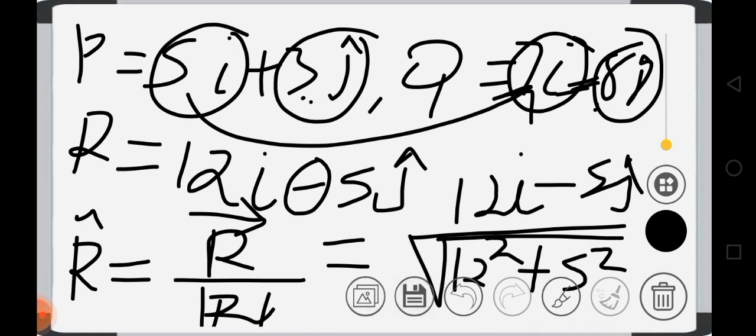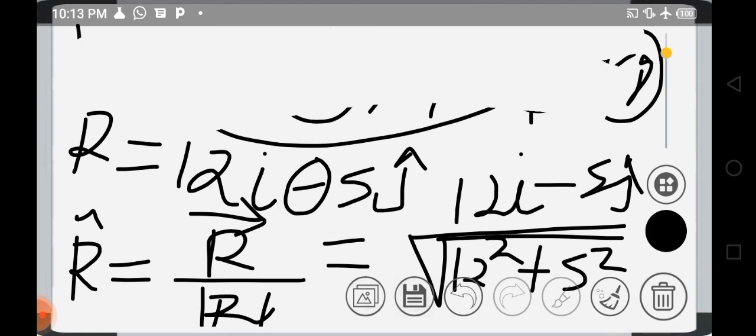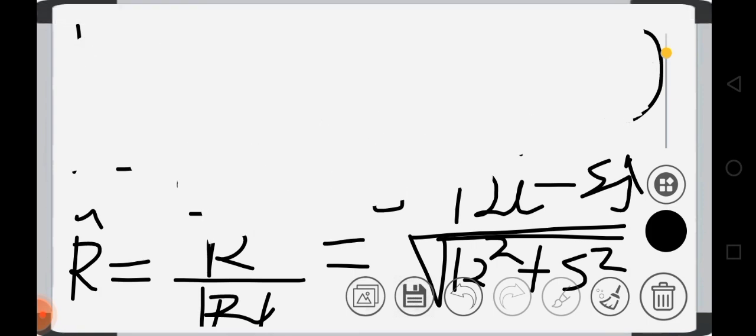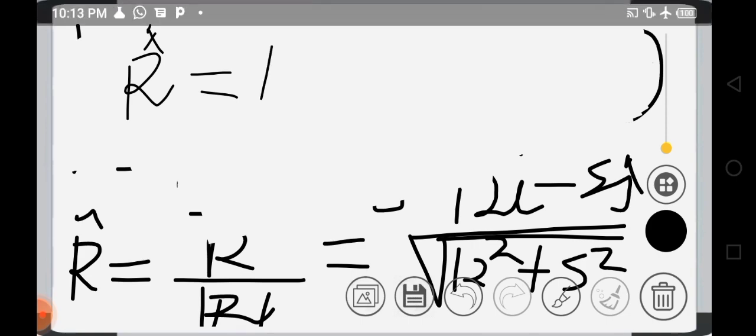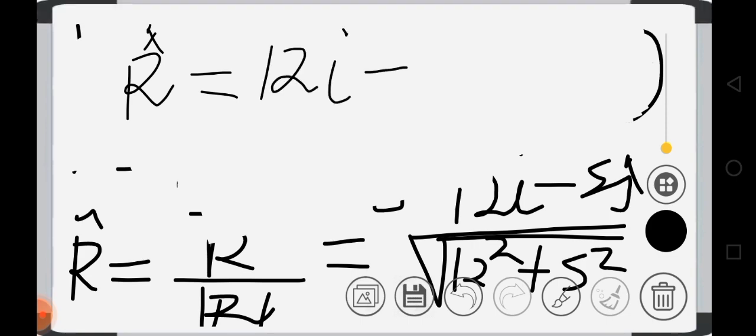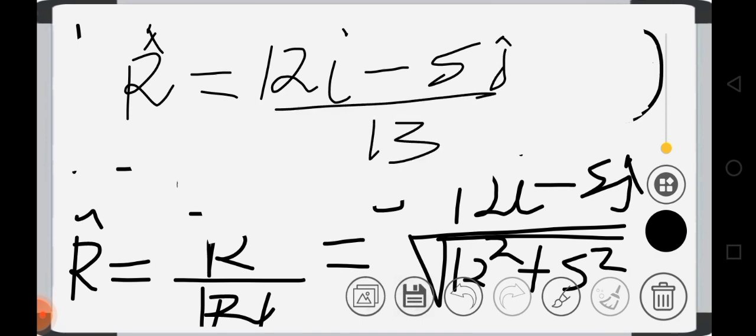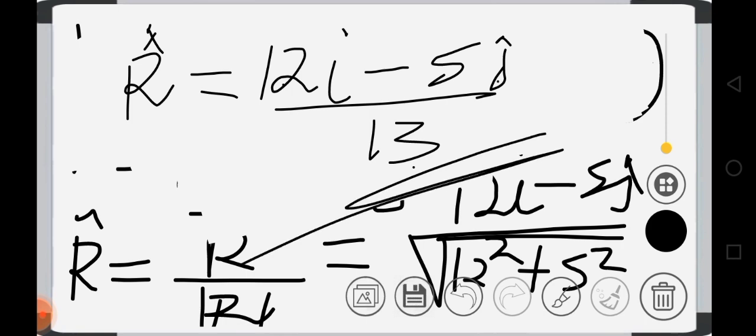The final answer is going to be our unit vector in the direction of the resultant, which will be 12i minus 5j over 13, or 12i over 13 minus 5j over 13. That's still very correct. That will be the answer to that question.